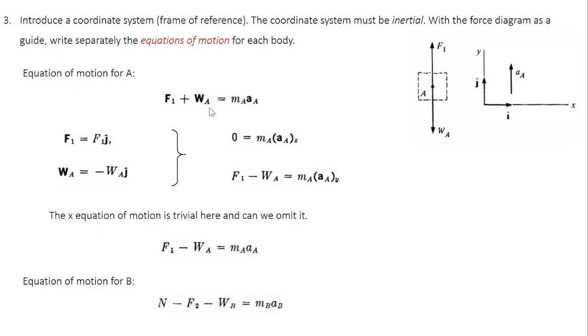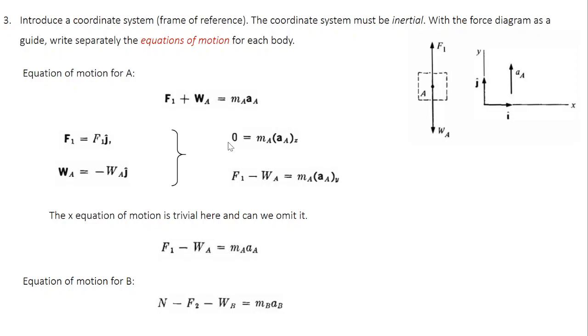Now you can substitute these back into this equation. So as I said, since I am considering a two-dimensional case, I have x and y components. And what is the equation of motion in the x direction? Obviously, there is no force in the x direction. So left hand side is 0. So 0 equal to MA into AAx, where AAx is the acceleration along the x direction. And when it comes to y direction, F1 minus WA equal to MA AAy.